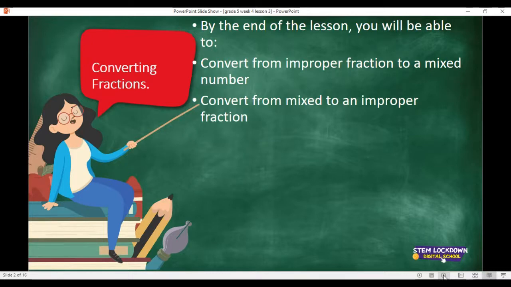All right, so let's not get ahead of ourselves and talk about today. So the topic is converting fractions. And by the end of the lesson, you'll be able to convert improper fractions to a mixed number. And you're also going to be able to convert from a mixed number to an improper fraction. So that is what we are going to do today.